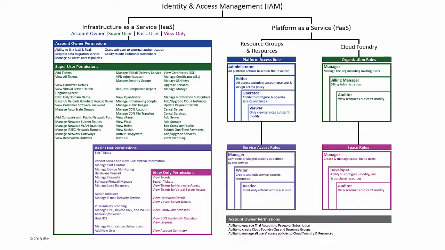As you can see, there are a lot of infrastructure permissions, and depending on the permissions type, basic, superuser, view only, the user will have full access to all permissions or limited access. The other branch of IAM would be platform as a service, and this is divided into two subcategories. The first would be resource groups, which enables you to group resources across regions and to manage access to those resources based on their resource groups.